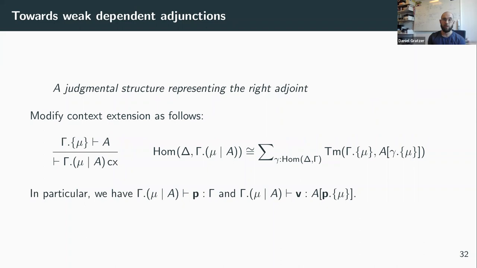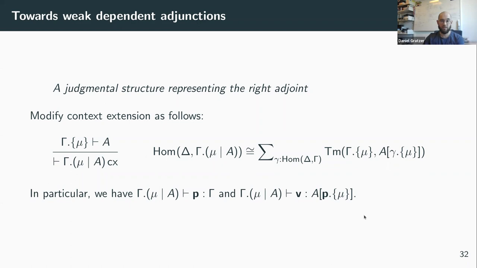So the judgmental structure representing a right adjoint comes in the form of modifying context extension, and I've written out the two rules for it. The first is that instead of having normal gamma dot A, we now have gamma dot mu A. And notice the distinction here between the angle brackets, which represent modal types, and the parentheses, which represent this modalized context extension. The universal property of this precisely says that a map into gamma dot mu A consists of a map into gamma and a term of A, but now with the context restricted by mu.